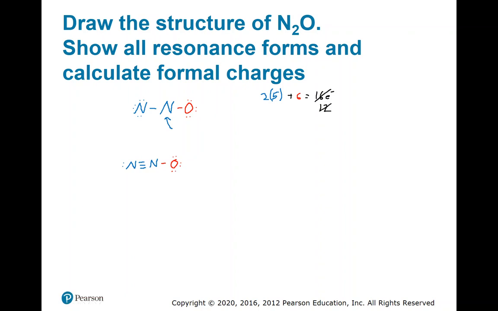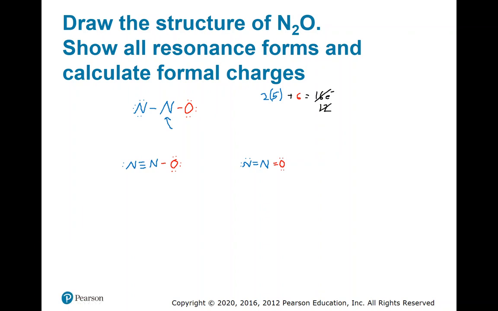Another option would be to take 1 lone pair from the nitrogen and another from the oxygen. So each of the outside atoms will have a double bond to our central nitrogen and 2 lone pairs. So we took 1 lone pair from each.